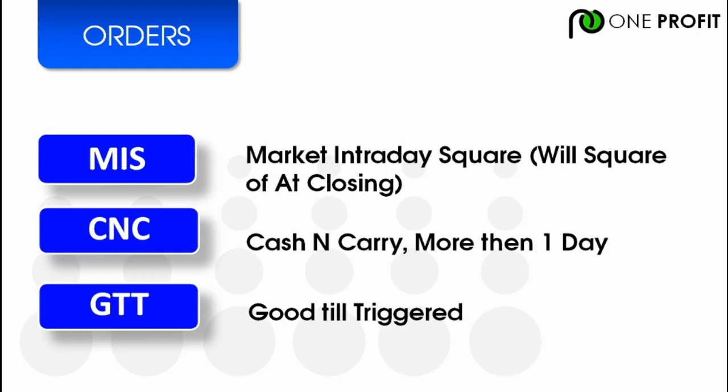orders. MIS orders. Market intraday square. This type of order will square off automatically at closing. CNC orders. Cash and carry orders. This type of order is for more than one day.